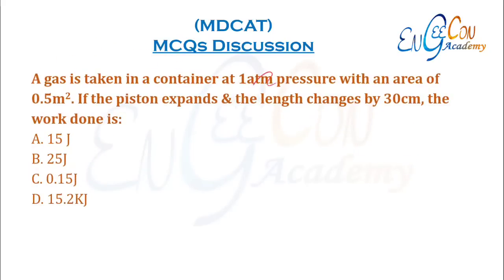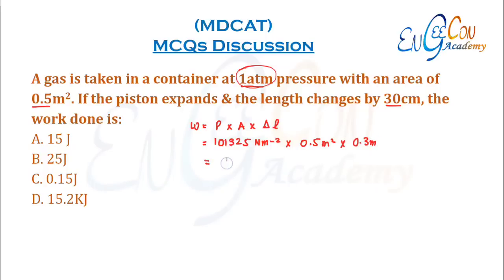A gas is taken in a container at 1 atm pressure with area 0.5 and length changes by 30 cm. The work done is. So how can we write it? So work done is equal to pressure into area into change in length. So pressure is given in atm, we convert it into standard units 101,325 Newton per meter square. Area is 0.5 meter square and length is 30 centimeter, which in meters is 0.3 meters. So simplifying it, we get 15200 joules, which is equal to 15.2 kilojoules. So D is the correct option.